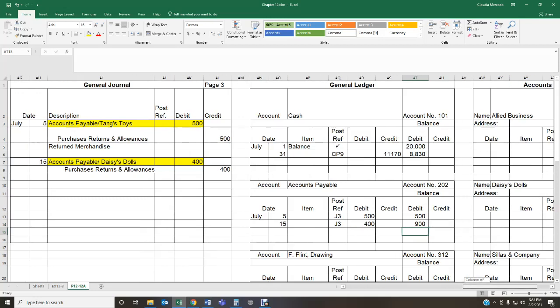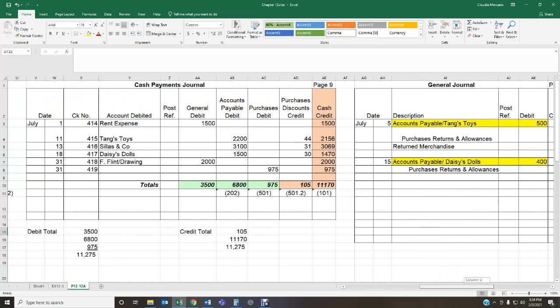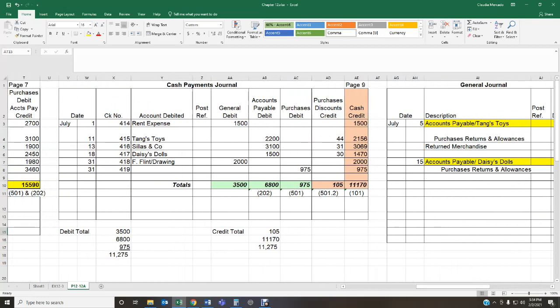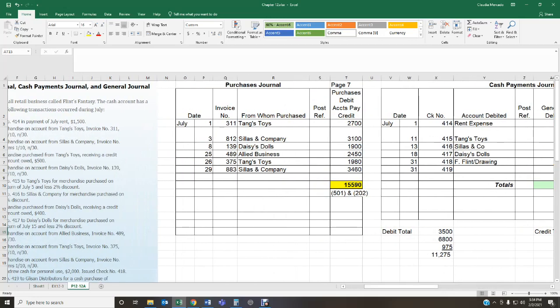Now let's go look at the other journals. Does any of them deal with accounts payable? Yes, we do. So let's go over here, and this is a purchases journal. Now, the purchases journal, all of these purchases were done on account. Because they were done on account, these transactions affect your accounts payable.